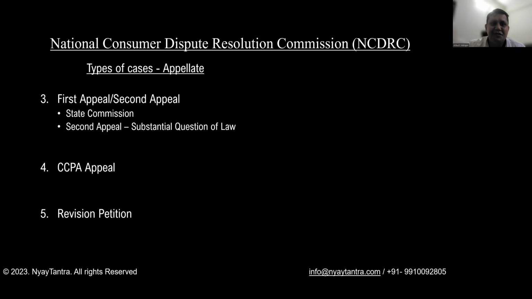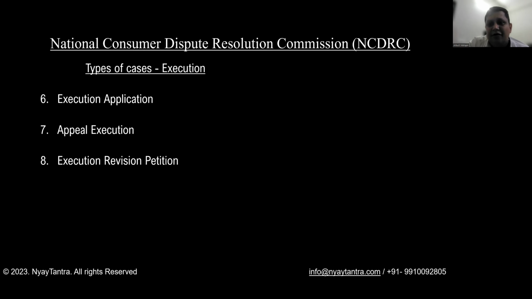So coming to the revision petition, its scenario is almost similar to the second appeal, and it covers a particular scenario where the parties approach the state commission and they are not satisfied with the findings of the state commission, and one of the parties has approached the NCDRC, seeking appropriate remedy in the form of a revision petition.